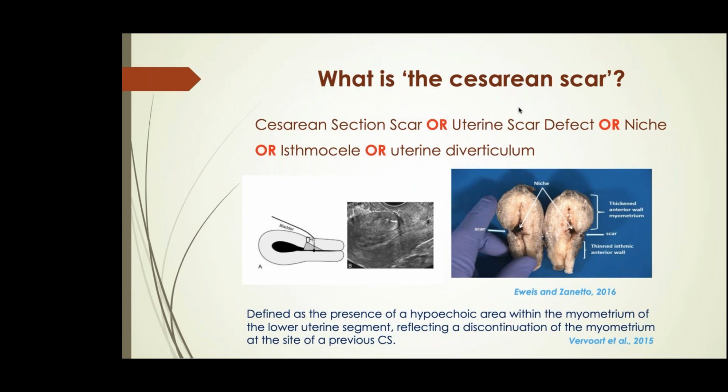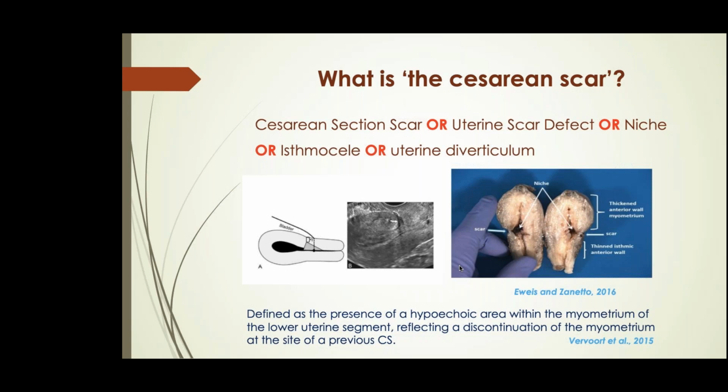It is mentioned in the literature under different names like cesarean section scar, uterine scar defect, niche, isthmocele, uterine diverticulum. As we can see here in the diagram, this is where the niche is formed. On the ultrasound, this is again where it is located, and on the uterine specimen, you can see clearly this very thin uterine wall segment and the presence of the niche.